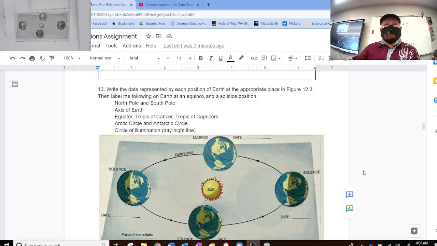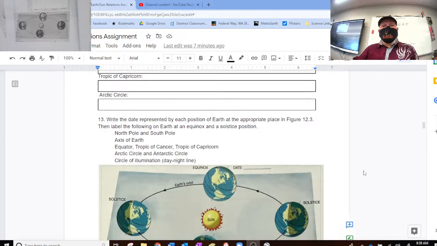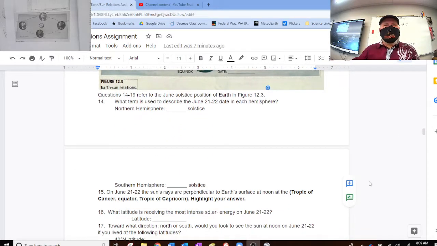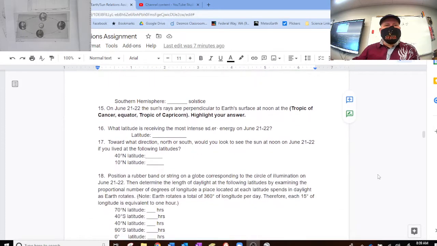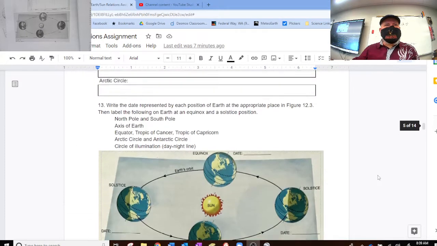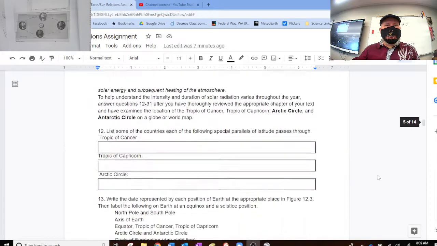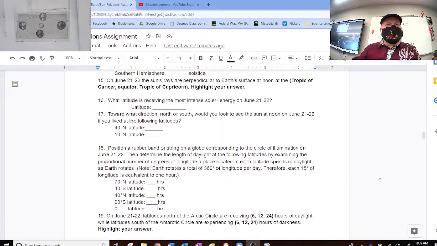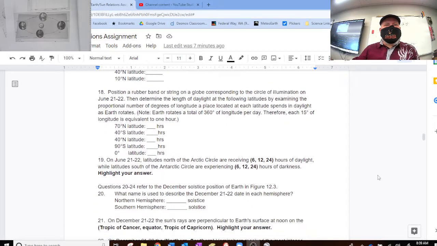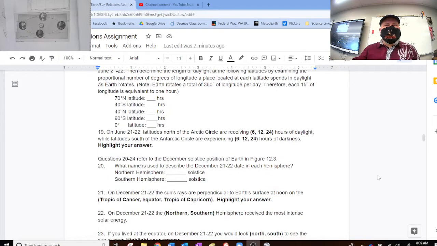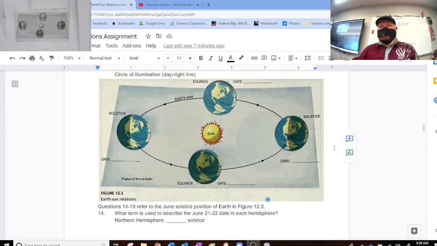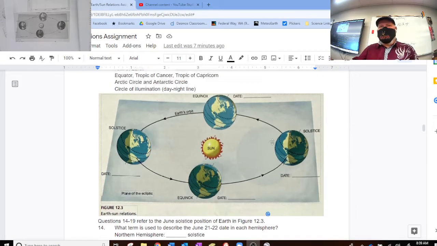Okay, so this next video is going to be talking about significant latitudes and the amount of sunlight they get. This will generally cover questions 12 through 19, so we're going to stop at 19 there. It deals with this picture right here, and it deals with latitude.